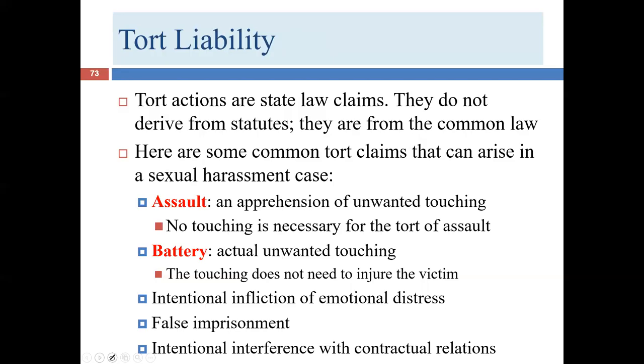And two very common tort claims are assault and battery. Assault is the apprehension of unwanted touching. So assault does not actually require that touching occur. Now, in everyday conversation, if we say, he assaulted me, certainly touching is involved in the everyday meaning of that term. But when we're talking about the tort of assault, there doesn't need to actually be touching. It just has to be that the person was made to feel that touching was about to happen.